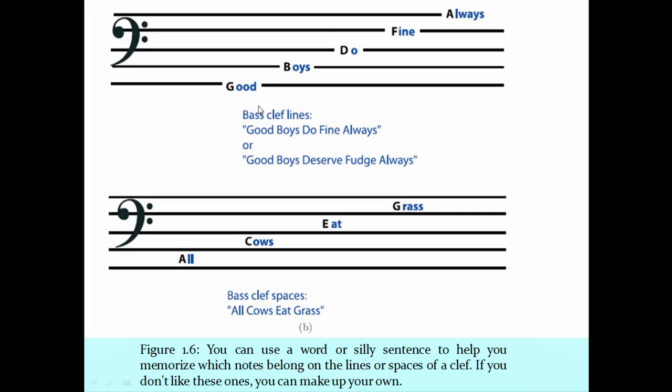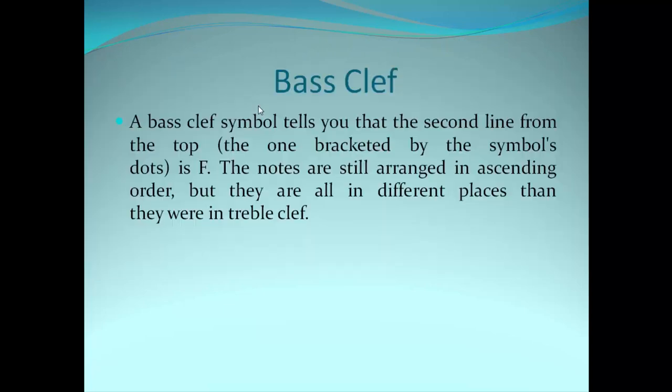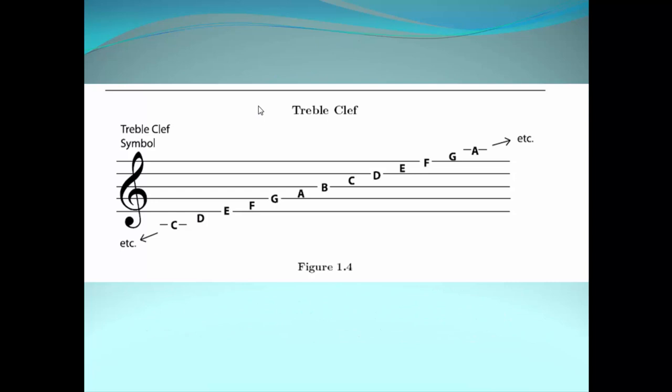For me, gentlemen, like I said, the best way here is that this is the treble clef. To know the treble clef, this is the symbol. G at the second line and the E at the first line. So E, F, G, A, B, C, D, E, F, G, and so on. So Mi, and here is Sol, La, Si, Do, Re, Mi, and so on.